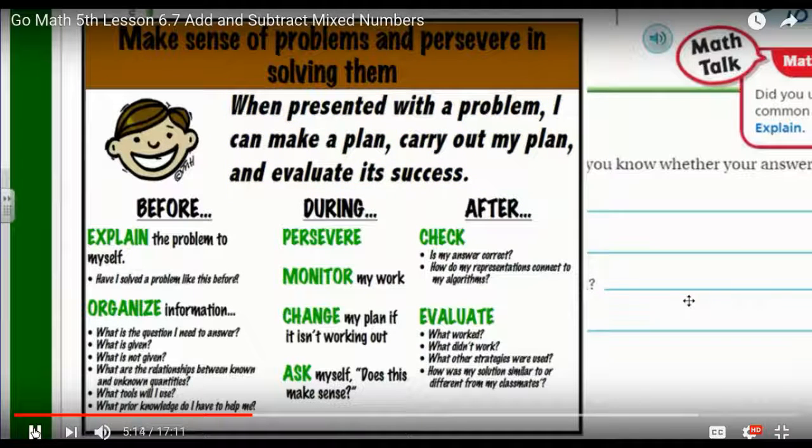Is it going to be a winner? Let's find out. What do we do before? Well, before, I explain the problem to myself. Sometimes Mr. Ware talks to himself. It's okay, because we're doing math.